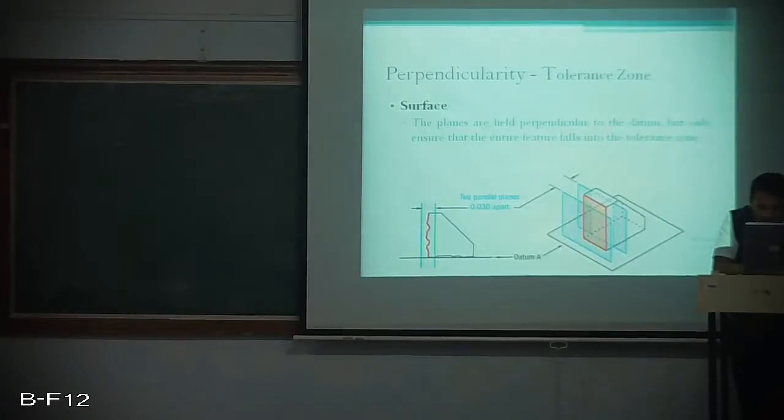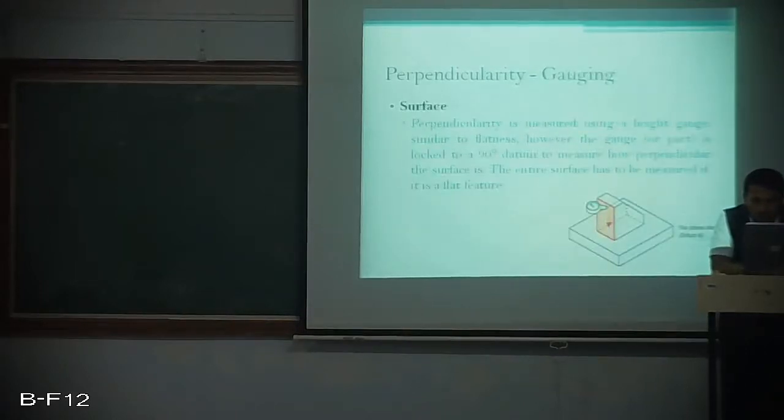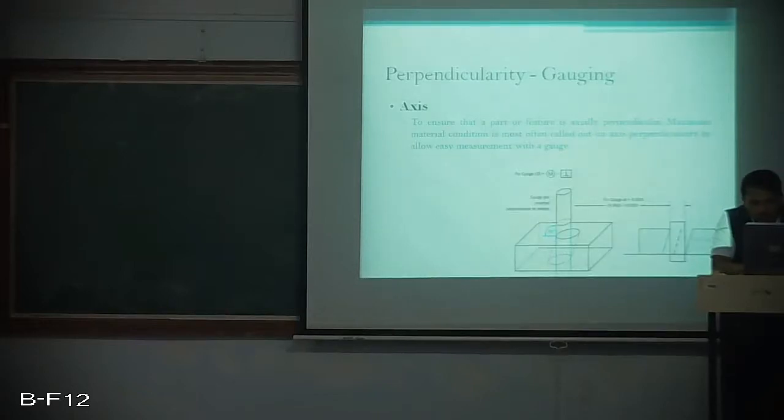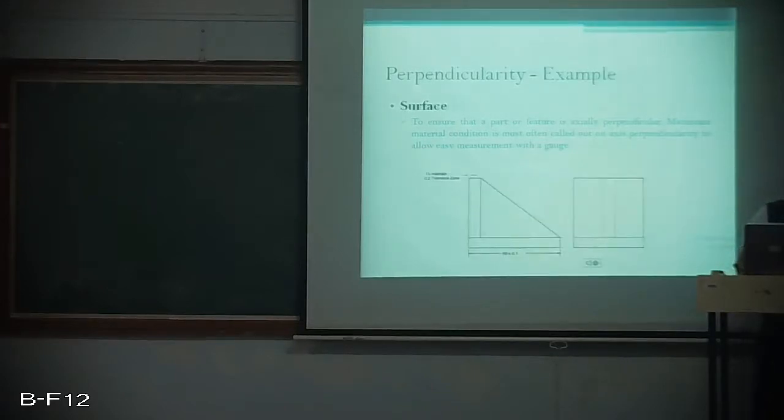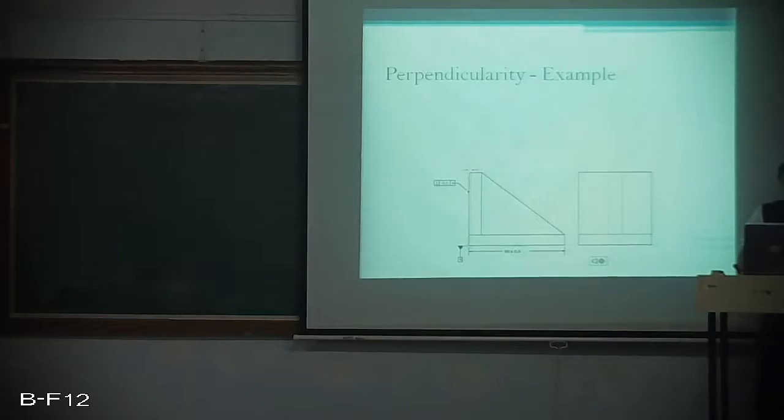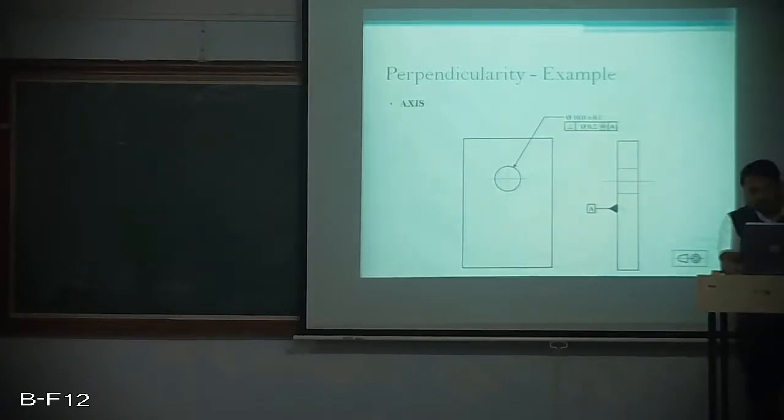And this tolerance zone again is represented by 2 parallel planes, that is represented over here, and this is the datum. What is the perpendicularity variation? It has to be within these 2 parallel planes, and this is with respect to the axis. If the axis is not perpendicular, this is what it is going to result in. And again the surface perpendicularity, for the axis, angularity.